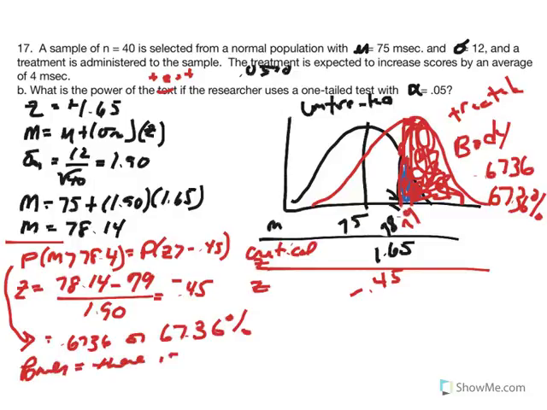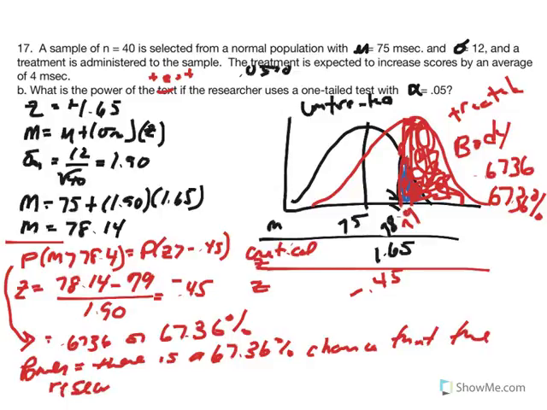there is a 67.36% chance that the researcher will accurately reject the null. A false null.